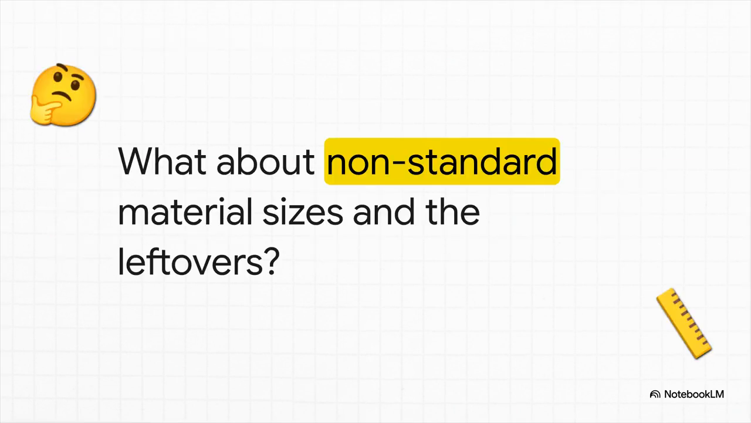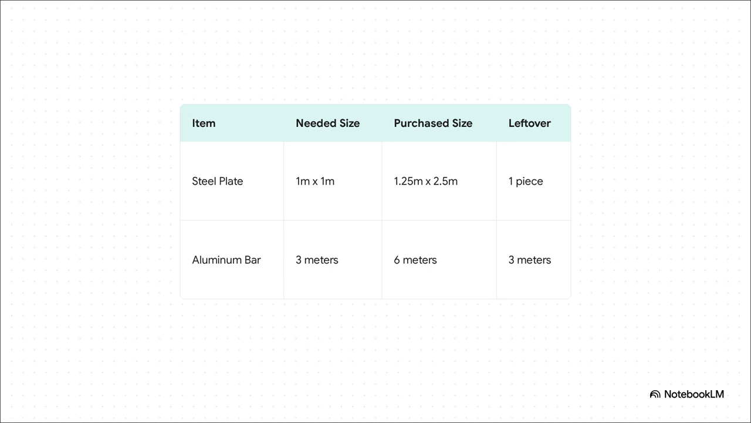Okay, now here's a classic manufacturing problem that this kind of system solves beautifully. Your recipe calls for a very specific size of material, but you can only buy it in a larger, standard size sheet from your supplier. So what happens to that leftover piece? This is how the system intelligently handles it.